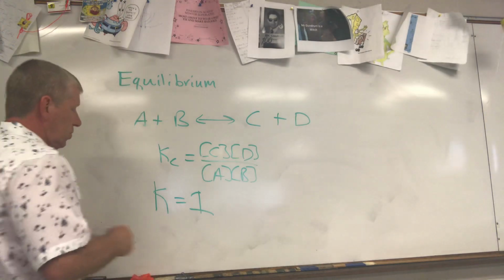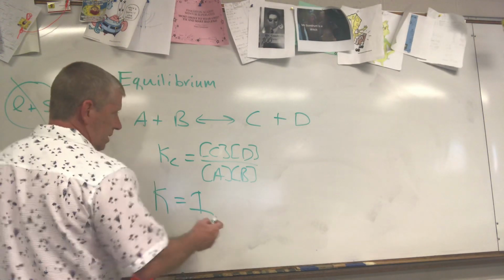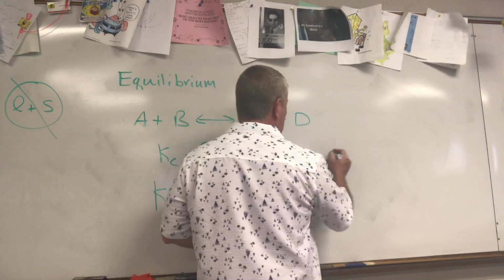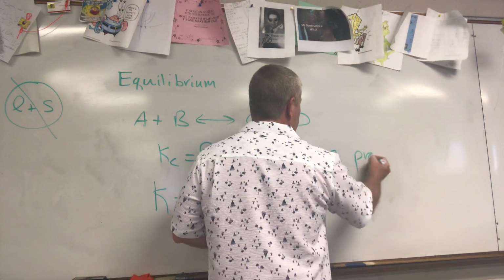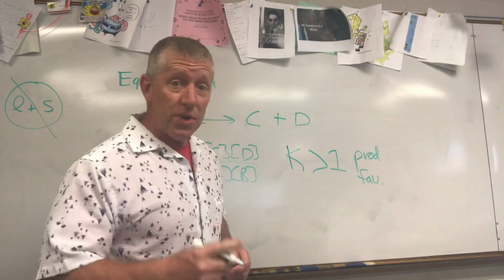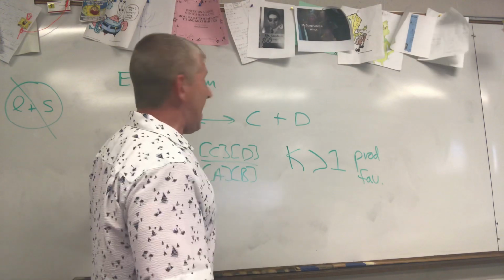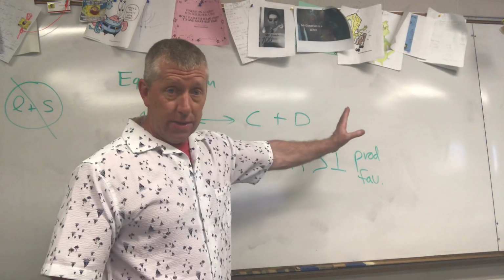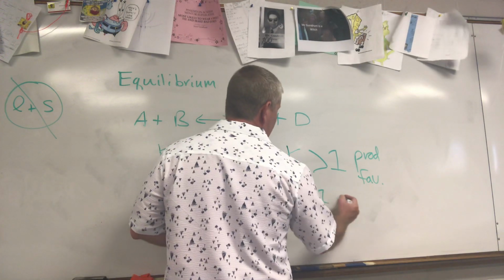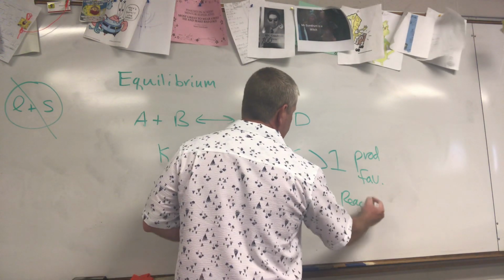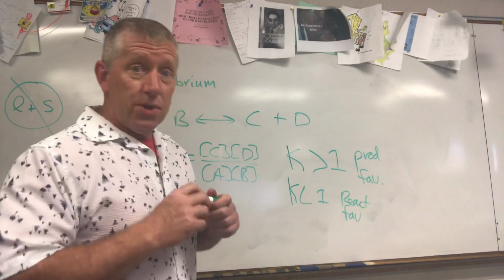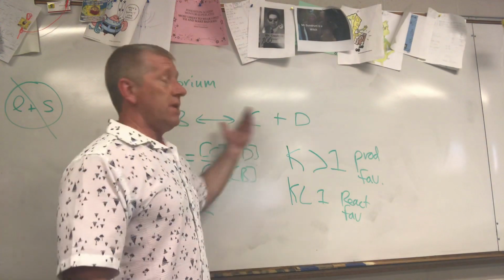If the K value is greater than 1, products are favored. The reaction wants to go really badly to the right. If the K value is less than 1, the reactants are favored. That means the reaction really likes to proceed to the left.